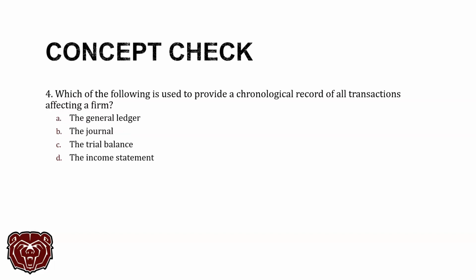Number 4, which of the following is used to provide a chronological record of all transactions affecting a firm? That's going to be your journal, right? So the general ledger is the more ordered version of that. It's going to show you all your account balances. They're the T accounts essentially, right? Your trial balance simply shows you that your debits and credits are equal. There's no real error check there or anything. And then your income statement shows you your revenues and expenses. So your journal is what shows you your chronological record of transactions.